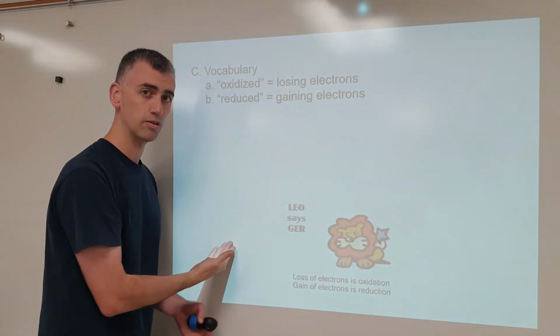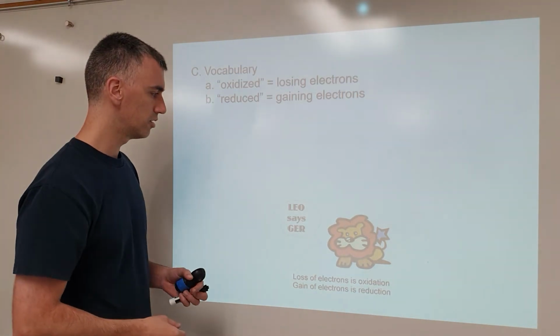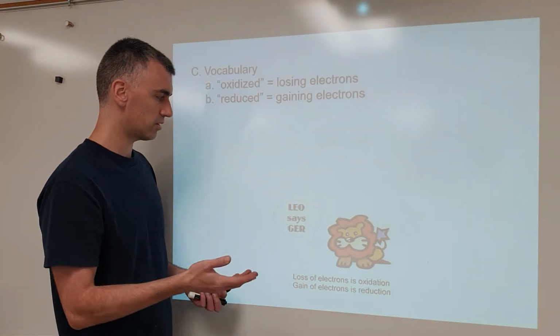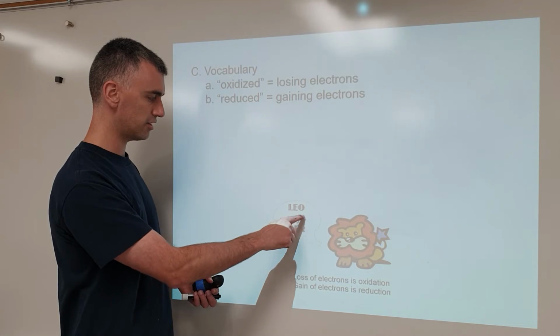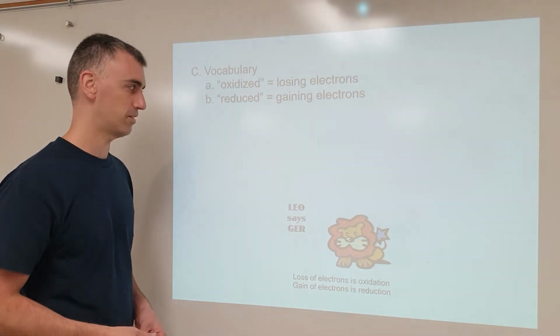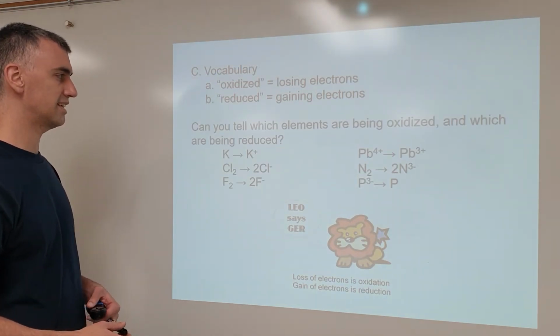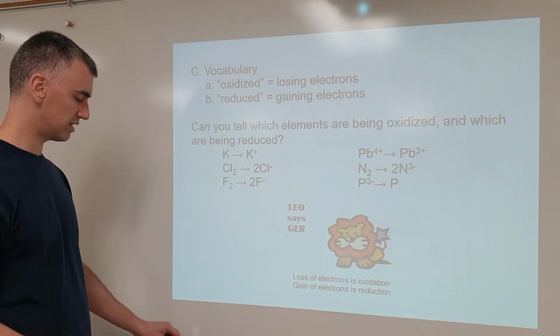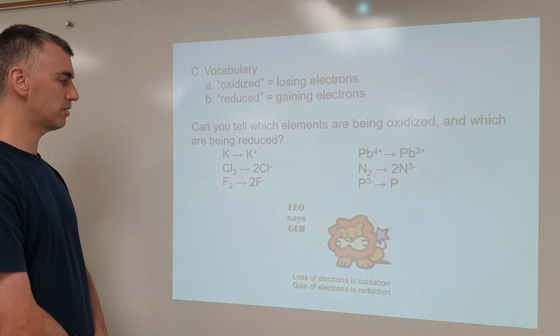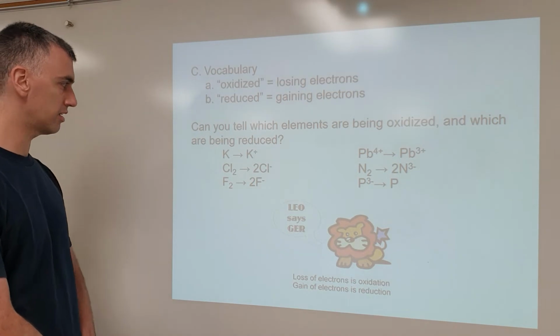I think there's something I'm going to hand out to write this down, so go and fill in whatever you've got. But it helps people to remember LEO says GER, because loss of electrons means oxidation, gain of electrons means reduction. All right, hopefully that helps. So you should be able to look at these and figure out which ones are gaining electrons and which ones are losing electrons. Let's do just a couple for practicing.